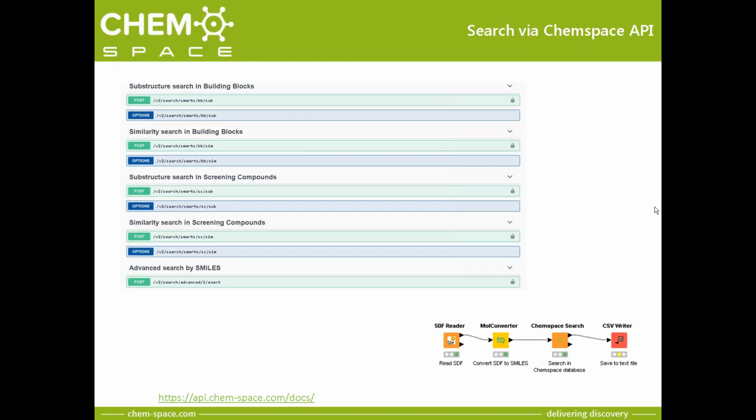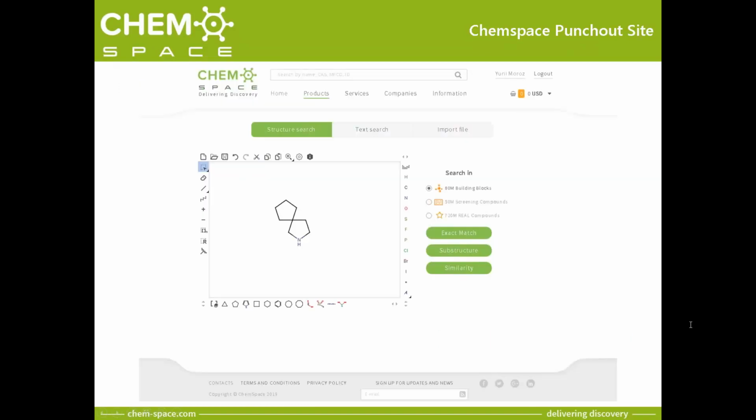So you can use our web page to search for the compounds. You can use Chemspace API to access our database, to search in different sub-databases like building blocks, screening compounds, as well as you can use KNIME nodes to access our database. We also developed a punch-out site, which is secure and allows you to search in the database. The punch-out site can be customized according to your needs, and it can work with different purchasing systems.